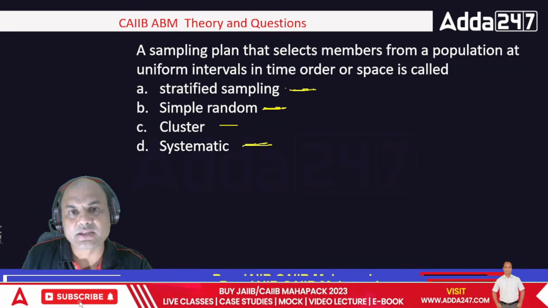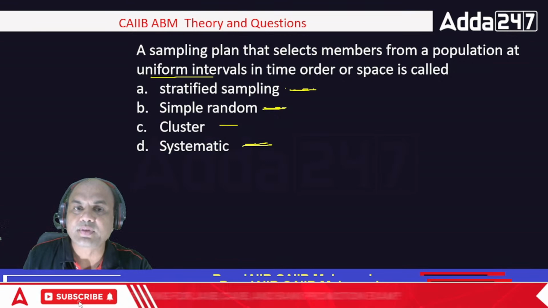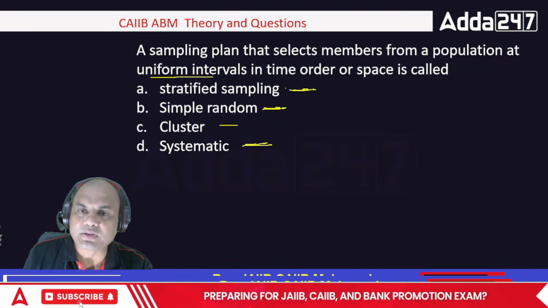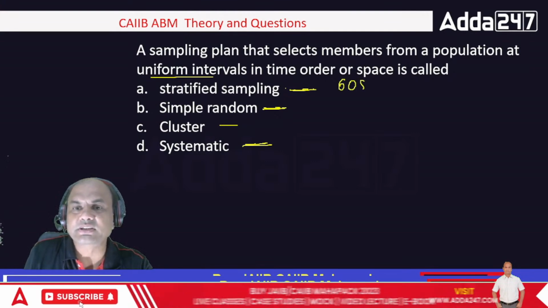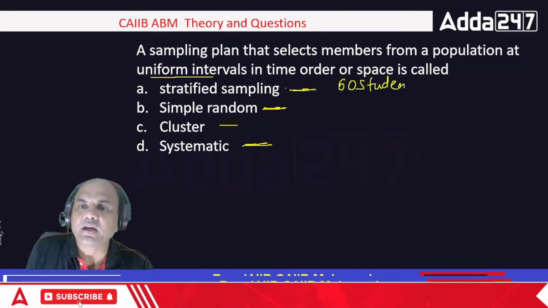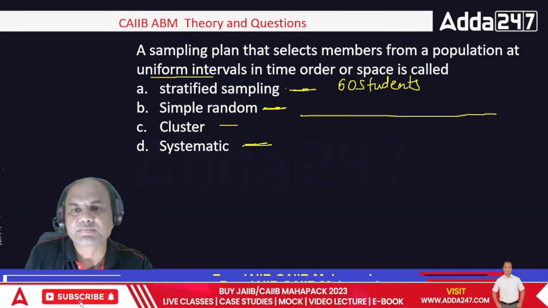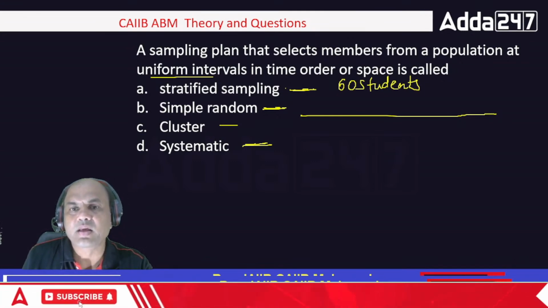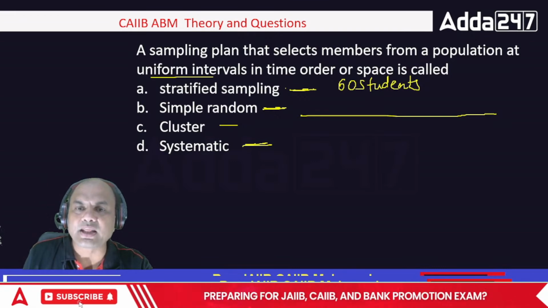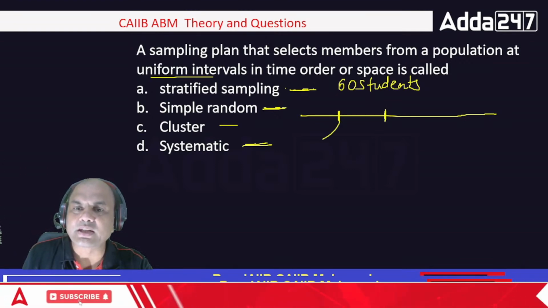Now the question over here is: the sampling plan that selects members from a population at uniform intervals. What do you mean by this? Suppose I am having, let's say, 60 students in a class. What do I tell them? You stand in a line, 1, 2, 3, 4, 5, 6, 7, 8, randomly, but in a line. Now what do I tell them? Every 10th student, 1 to 10, then 11 to 20, every 10th student come out.